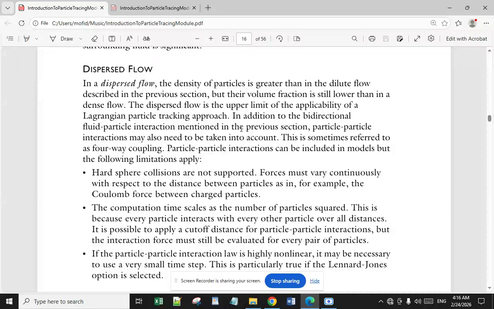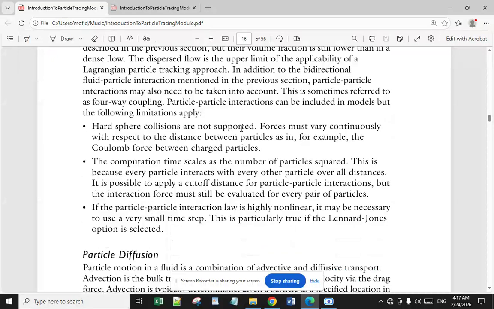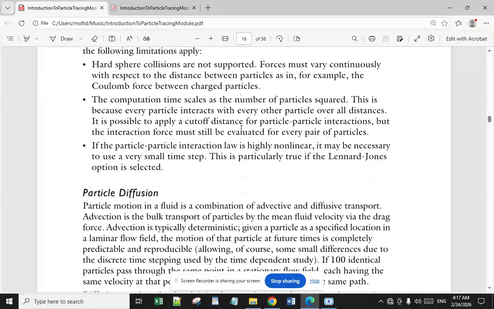Particle-particle interactions may also need to be taken into account. This is sometimes referred to as four-way coupling. Particle-particle interactions can be included in models, but the following limitations apply. The first one is that hard sphere collisions are not supported.